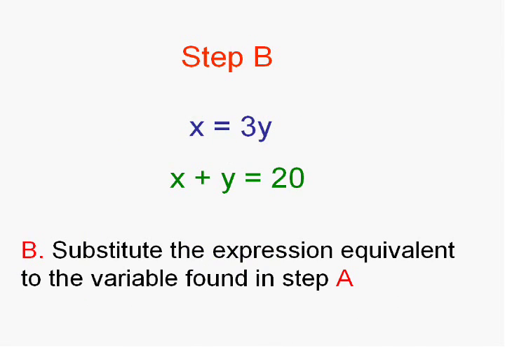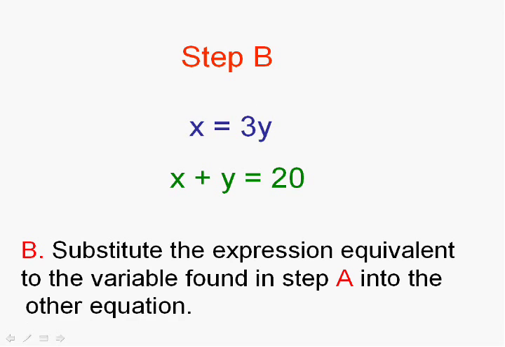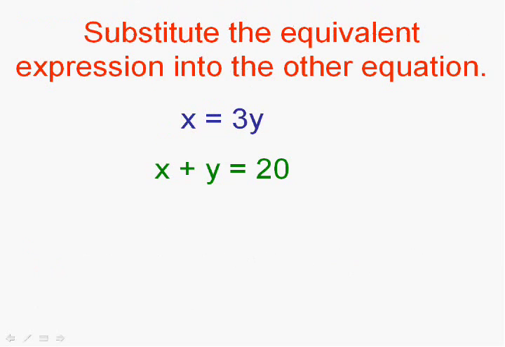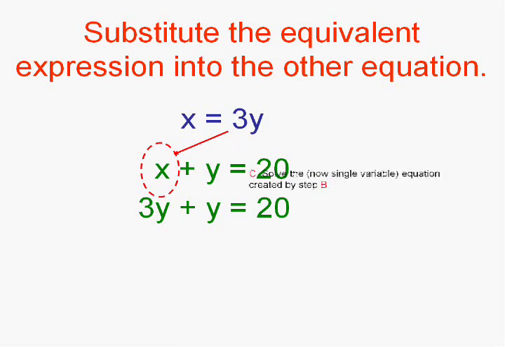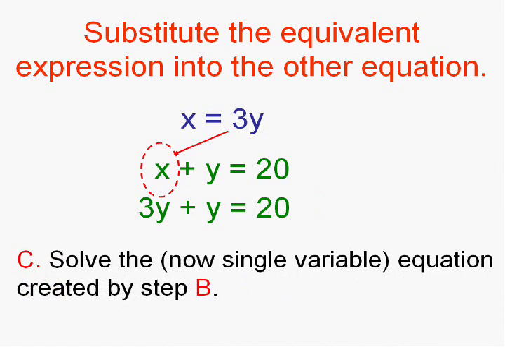Step B is to substitute the expression equivalent to that variable, 3y, into the other equation. I'm substituting it instead of x. When I say the other equation, I hope you know I'm talking about the green one. So let's substitute 3y instead of x into that green equation, and we'll get an equation with only one variable, only y, which we can solve for.